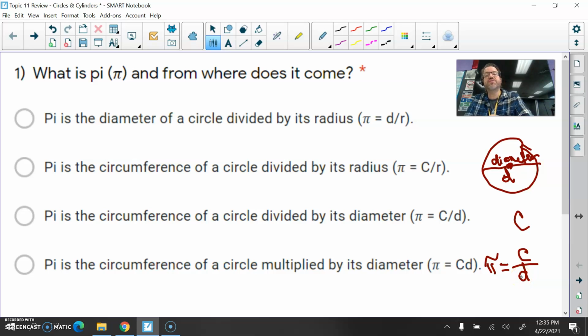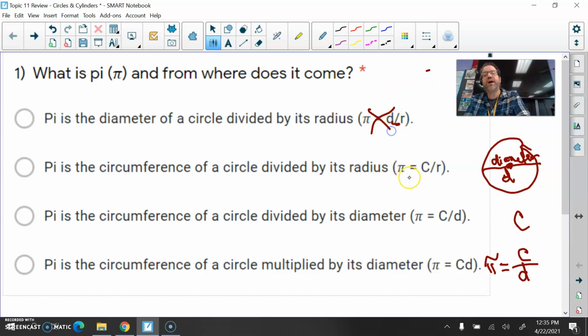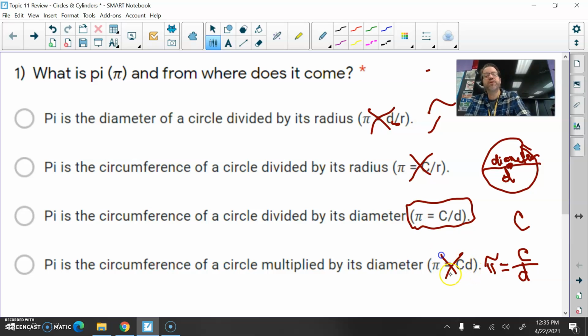And so if you look at your answer choices here, pi is diameter divided by radius? No. Pi is circumference divided by radius? No, that's actually something else called tau, which kind of looks like the pi symbol, only with just one branch, but you don't need to know that. Pi is circumference divided by diameter? True. Pi is circumference times diameter? Nope. So pi is the circumference of a circle divided by its diameter. That's where pi comes from. You take its circumference, the distance around the circle, divide by the diameter, the distance across the circle.